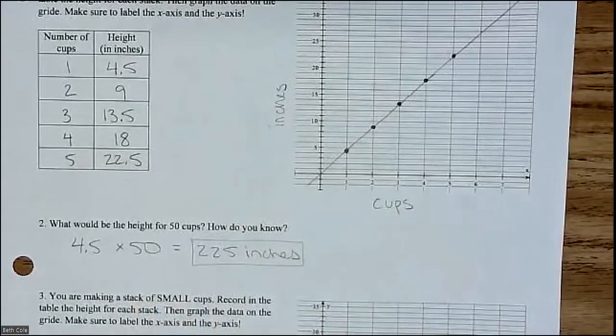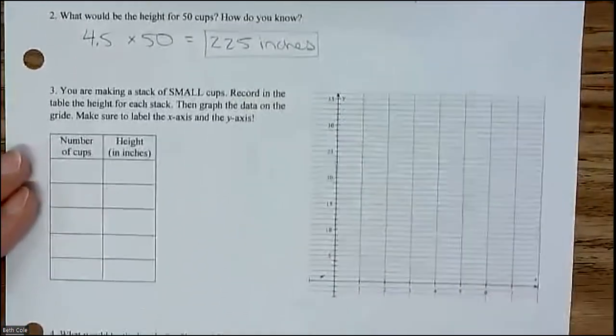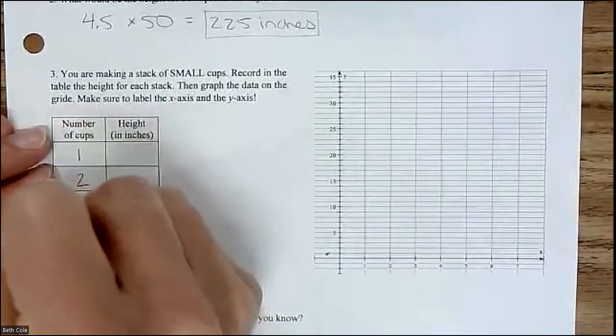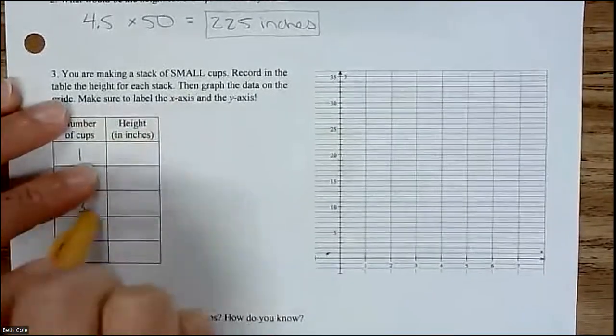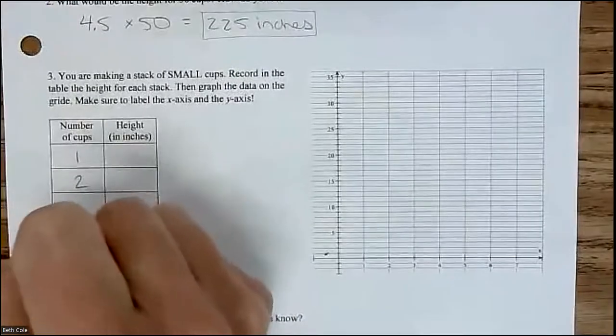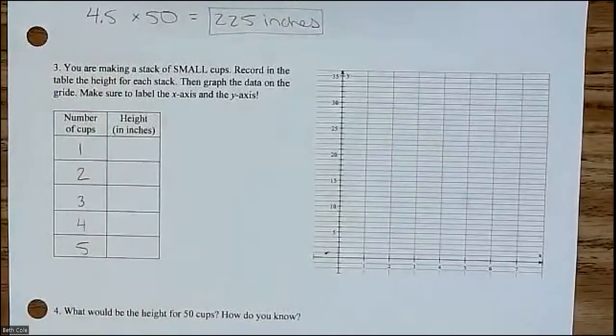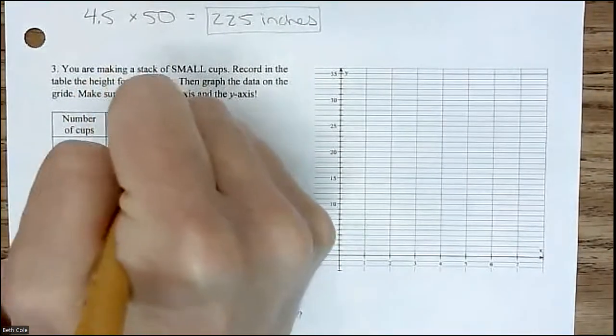Now we're going to do the exact same thing with the small cups. And again, I know you guys stacked them way higher than this, but let's just do 1, 2, 3, 4, 5, for the sake of keeping it on the paper. And again, the goal is you should only really have to measure one cup and then you can figure out what the rest will be. That's the idea. Okay. So a group that had the small cups, they were 2.25 each.